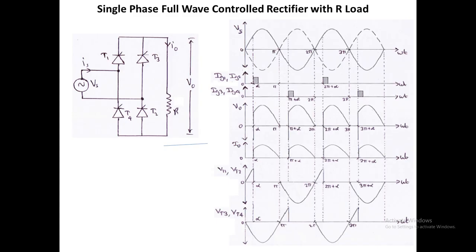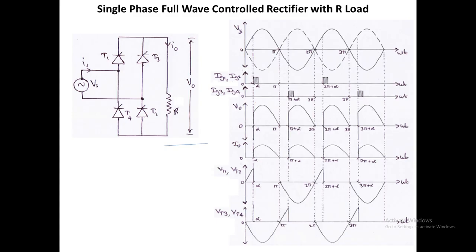So by varying alpha from 0 to a maximum of 180 degrees, that is pi, we can vary the area of the positive half cycle, so that we are indirectly varying the magnitude of the average output voltage. This is the controlling, that is phase controlled converters. Phase controlled converters, in the sense that by varying the phase angle alpha, we are controlling the output voltage. So that it is called phase controlled converters.